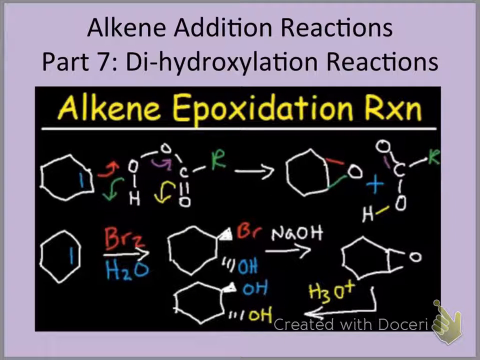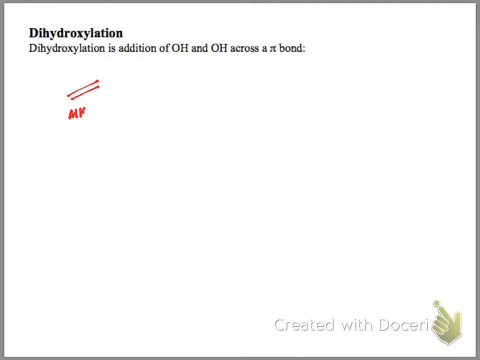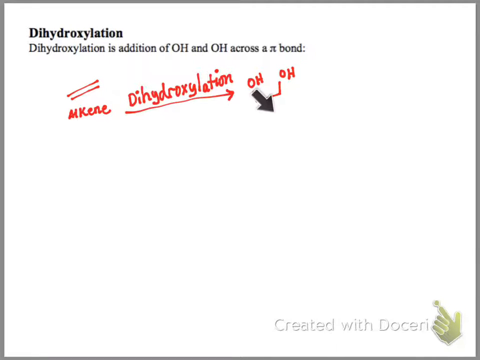This video talks about the next type of reactions, which is to take an alkene and turn it into a diol. So both carbons will have an OH group on it. This is called dihydroxylation. Di because there's two, and hydroxyl because hydroxyl is an OH group.